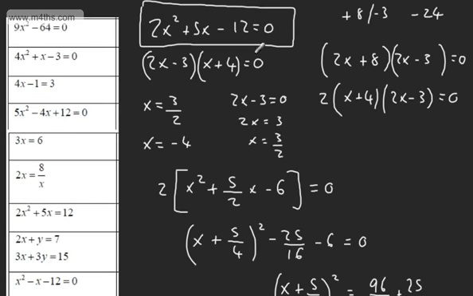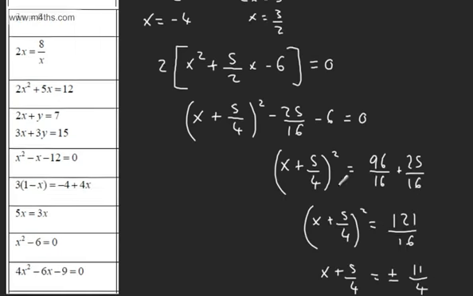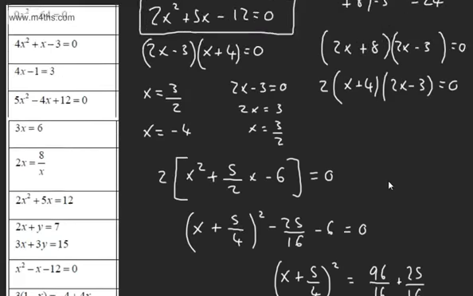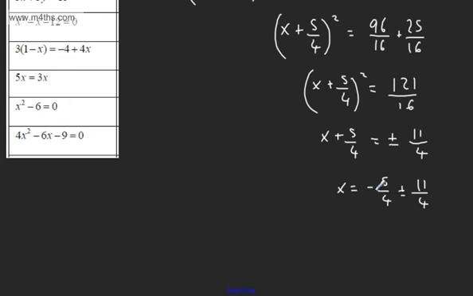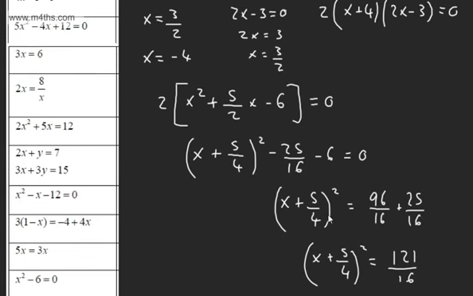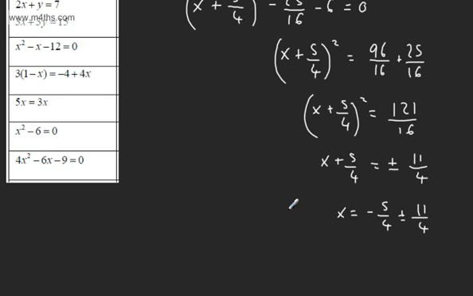That's hugely messy. You may even want to just complete the square on this part and leave the 6 over the other side. But you can see by adding 11 over 4 to this, we're going to end up with the solution that we've got up here. And then if we subtract it, we'll end up with the other. So there we go. Fairly logical, that x is going to be equal to minus 4 or x is going to be equal to 3 over 2.